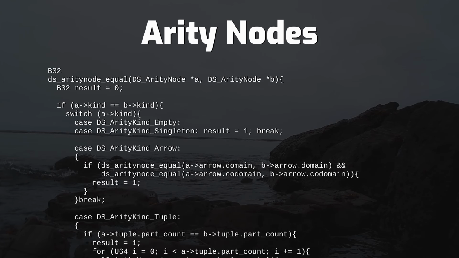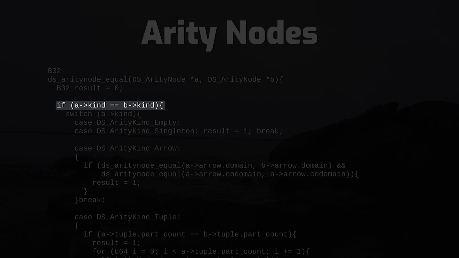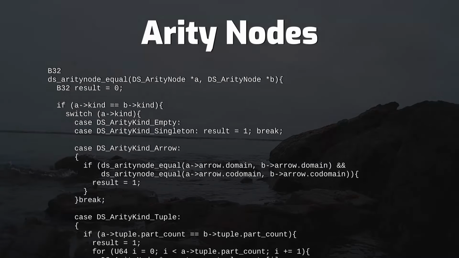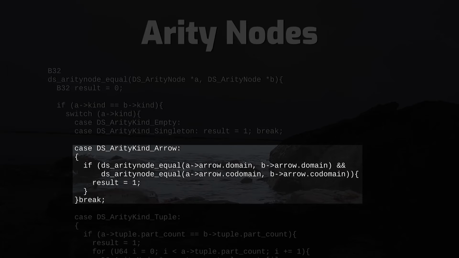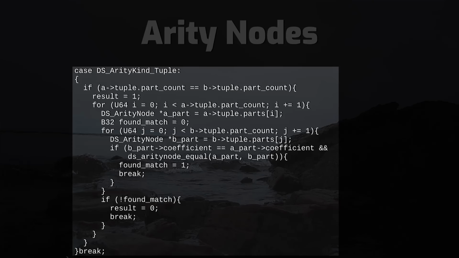The second function here is equal, the equality tester. It's a little bigger, but ultimately not much more complicated. Since I've been careful to eliminate any possibility that a single arity could be encoded with two different kinds, I can start off by just checking that the nodes have the same kind. For empty and singleton arity nodes, that determines equality completely. For the arrow arity, I next have to recursively determine that the domains and codomains are equal. And for the tuple arity, I check that the A and B inputs have the same number of parts, and then I ensure that each part in A has a matching part in B with the same coefficient. And this part again uses the helper part find match.